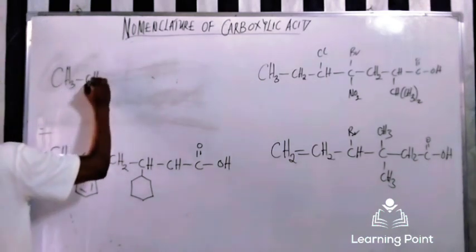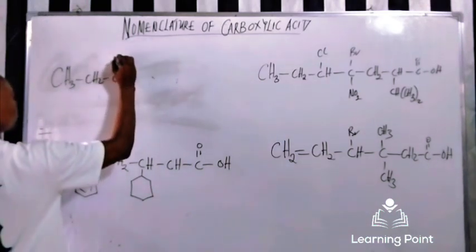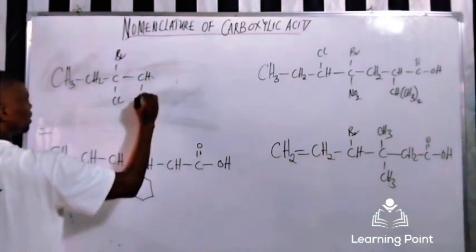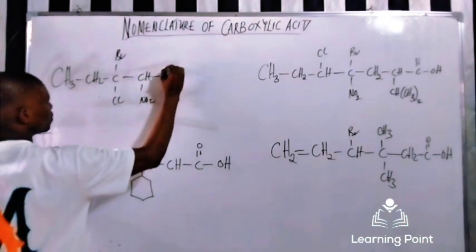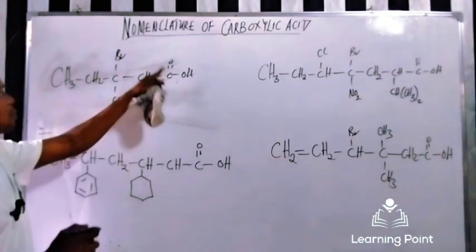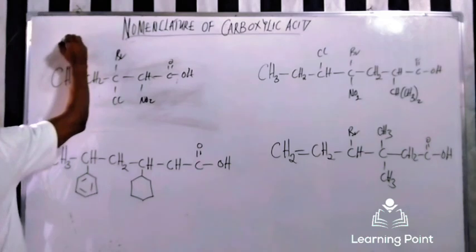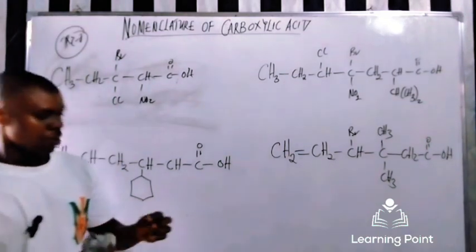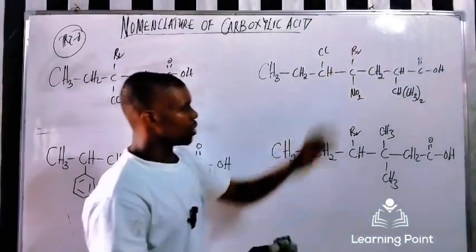Here we have CH3, CH2, C, here we have Br, here we have Cl, here we have C, here we have NO2. So go ahead and name some here. This one is try one. What is try one? Leave it in the comment section. Do you see that? Now let's go ahead and name some here.